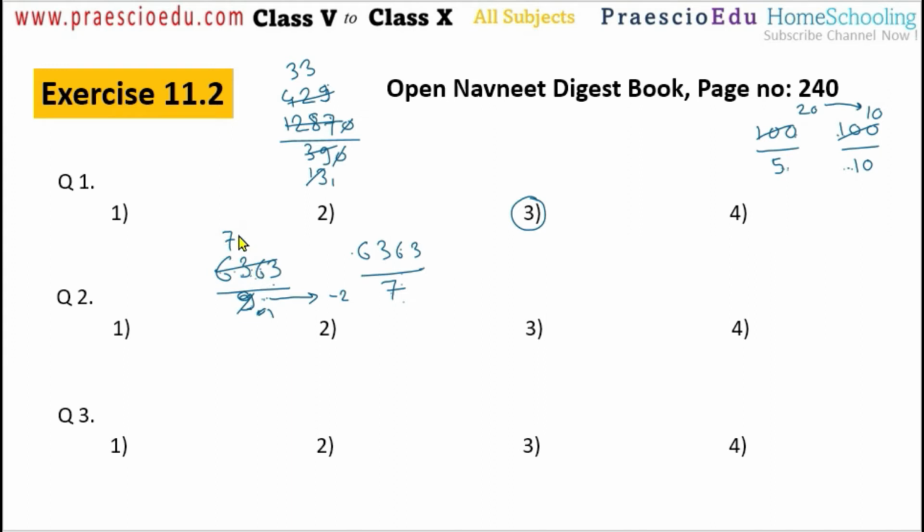After that, we have to take the 0 because 6 cannot be divided by 9. So 63 should be there, so we have taken the 0. So 63 divided by 9, again the 7. So now here 7 ones are, and then 7 nines are 63. So 7 nines are 63.